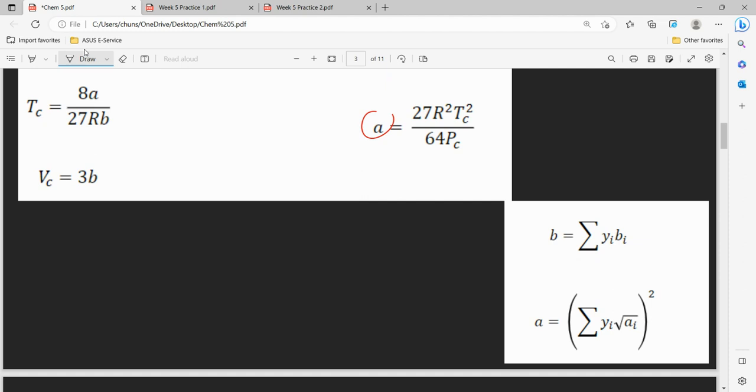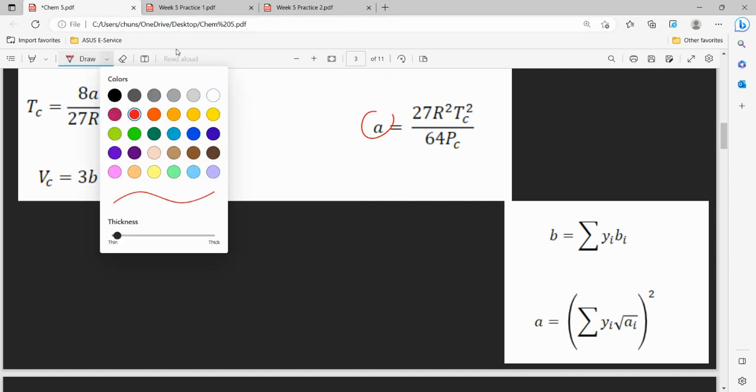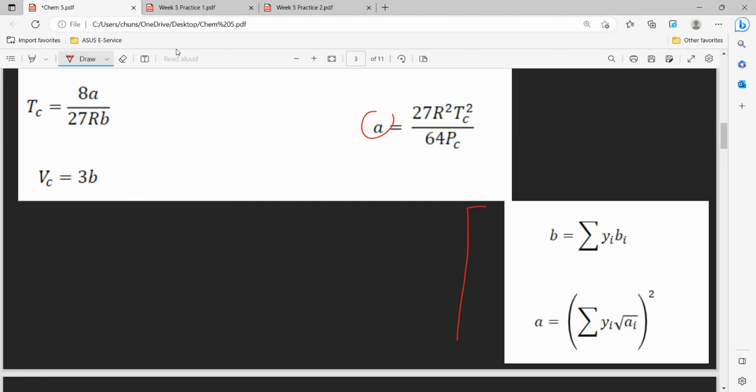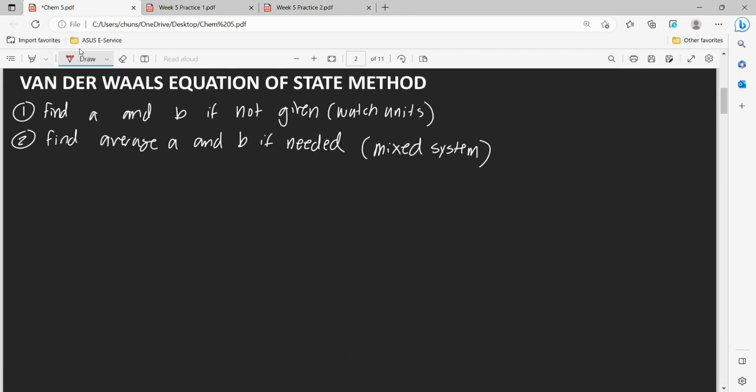So if you're working with a problem that has more than one type of gas, you're going to need to calculate A and B for each individual gas, and then use these addition rules to add them together. For B, simply take the mole fraction and multiply it with the B that you got for that specific gas, and you can add them all up. And for A, you would take the square root of the A value you got, multiplied by the mole fraction, and take the whole sum of all of them squared. Right, so there are specific adding rules that you need to adhere to.